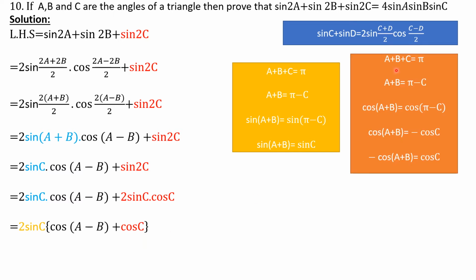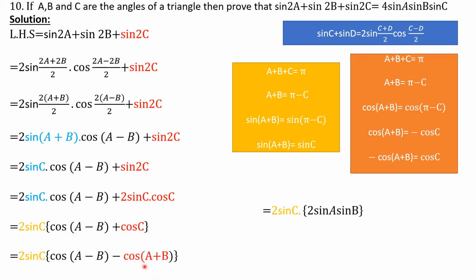Thereafter again, question has given A plus B plus C is equal to pi. It means A plus B is equal to pi minus C. Then operating cos on both the sides. And we know cos (pi minus C) is minus cos C. This minus can be written in left hand side as well. So thereafter we have learned cos C is minus cos (A plus B). So cos C is minus cos (A plus B), isn't that?